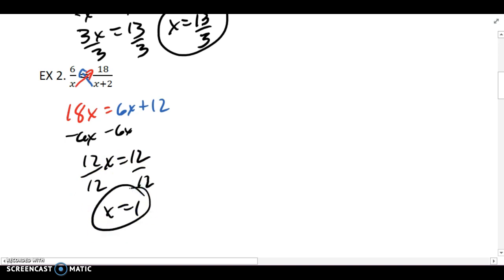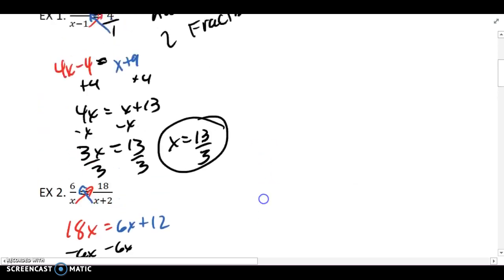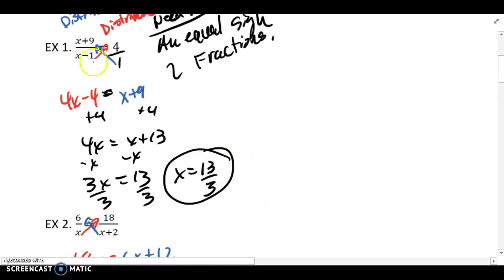Again, there are possible extraneous solutions here because we can't have zeros in the denominator. This will work, but if I had like x equals 0 for this problem, I couldn't use it because I'd get a 0 in there. So make sure you always double check that mentally that it'll work. Like this one's going to work because it's a minus 1 and this is 13 over 3, so there's going to be no 0 there, so we're good.